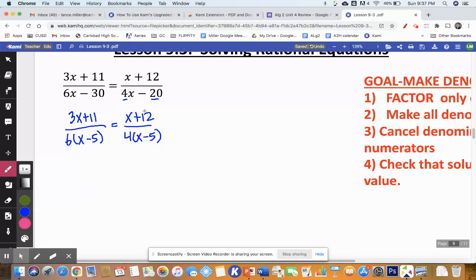All right. To solve this problem, we need an LCD, right? We want both of these denominators to be the same, okay? Now, it has to have a 6, and it has to have an x minus 5.